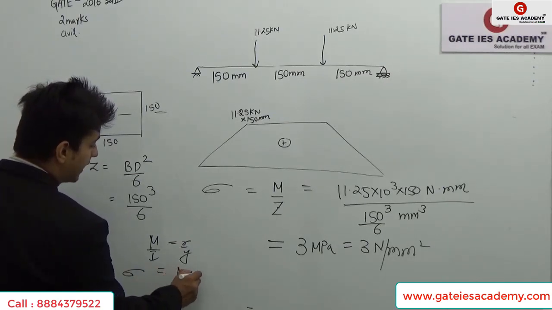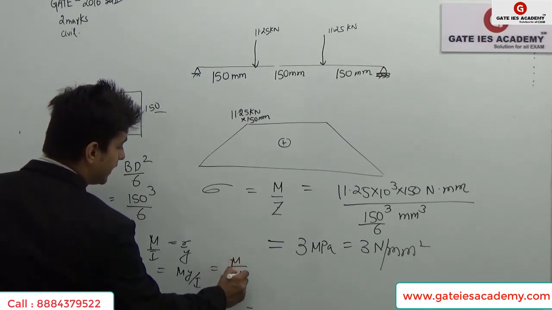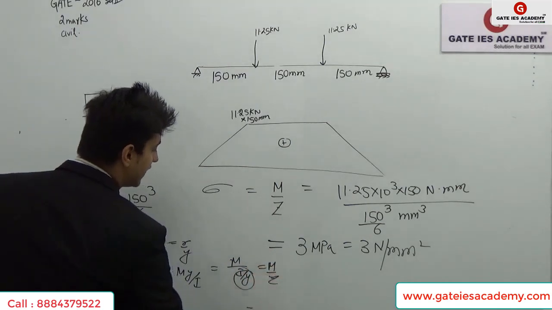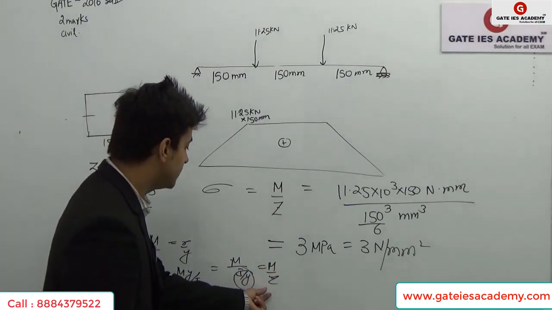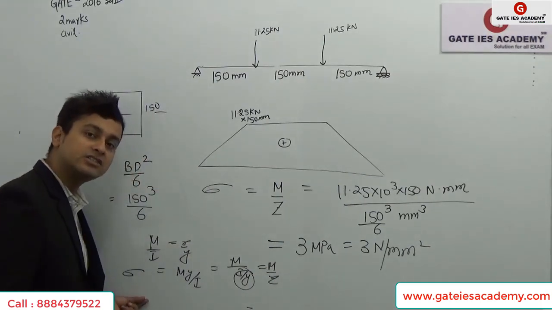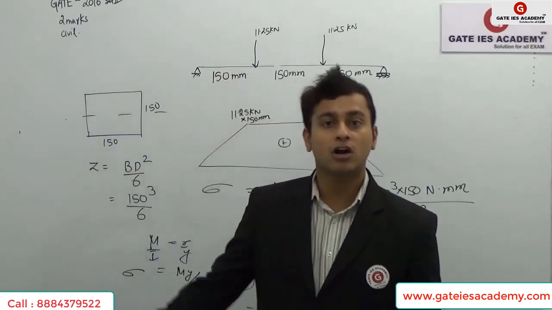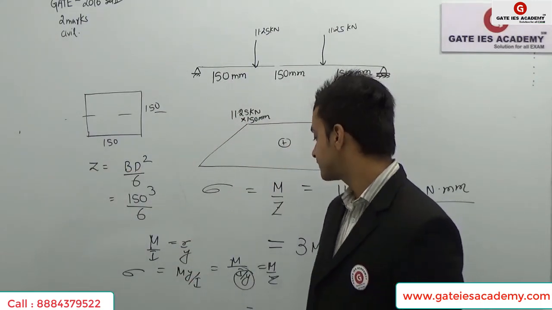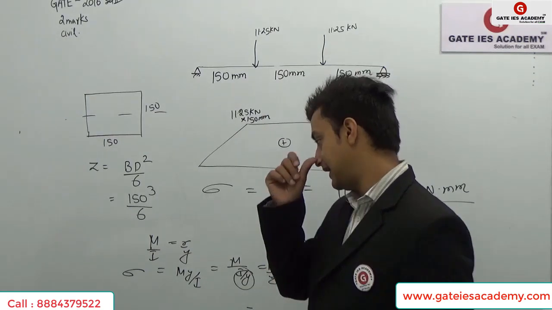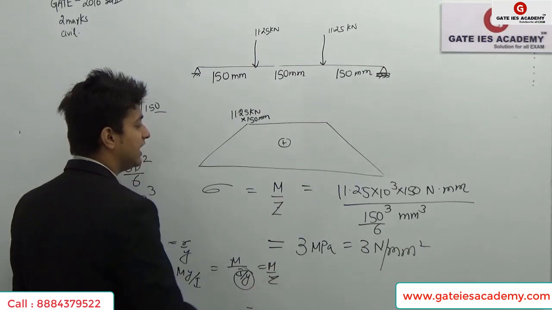M into y by I, and that is nothing but M divided by I by y, and this I by y is nothing but my Z value, that is the section modulus, and this M by Z is nothing but the modulus of rupture, that is nothing but the stress. The stress at rupture is called the modulus of rupture. So from there you get sigma is equal to M by Z. Now I need M and Z values.